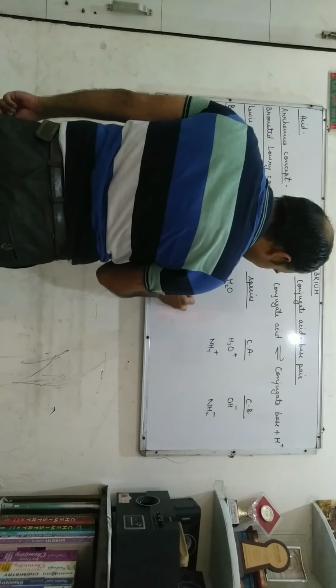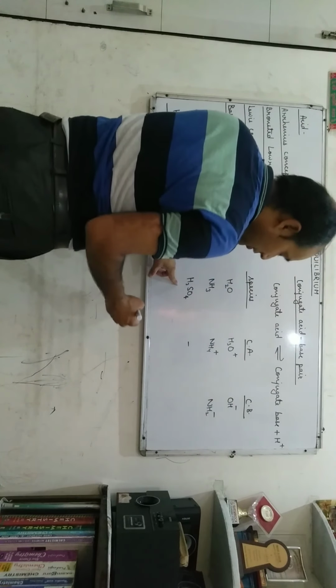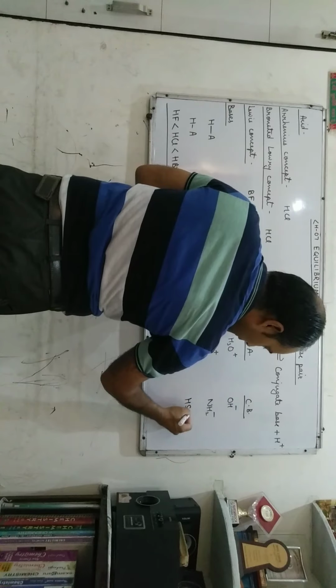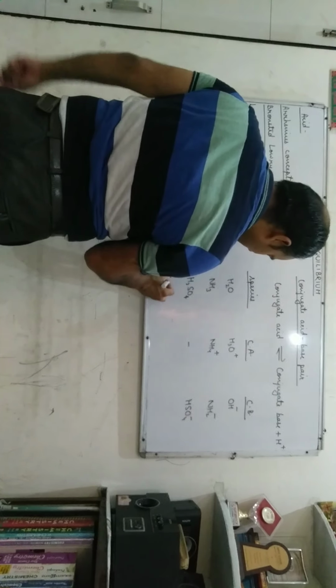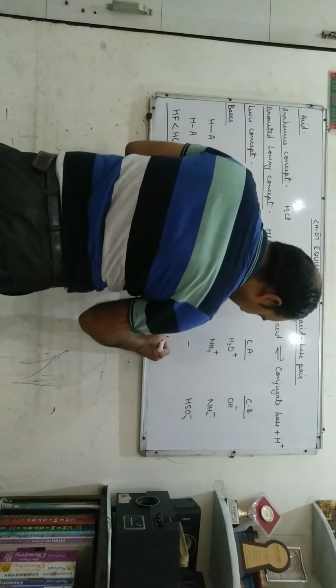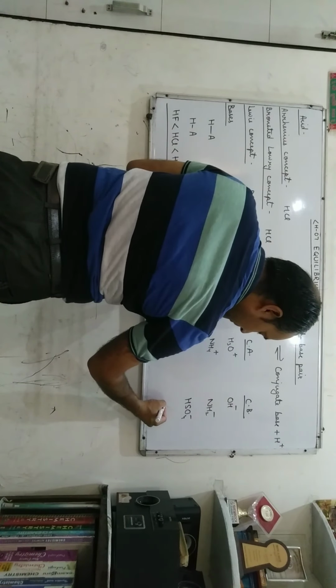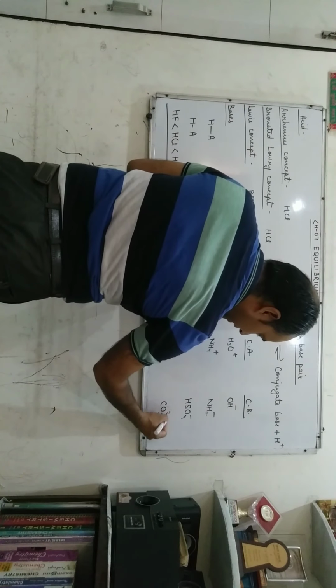Similarly, we can write H2SO4 as a species; its conjugate acid is not known, and the conjugate base will be HSO4 single negative ion. Suppose we have HCO3 single negative. For making the conjugate acid, we add H positive ion to it, so we get H2CO3. And for making the base, we remove H positive ion, and we get CO3 2 negative.